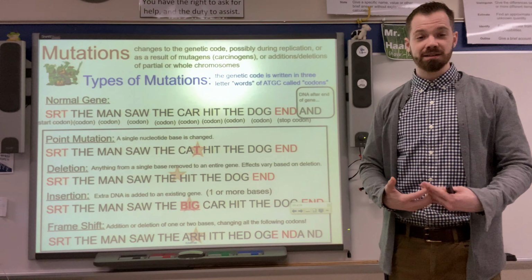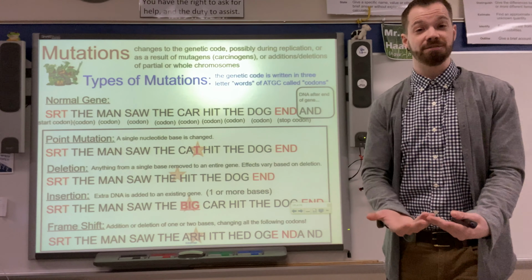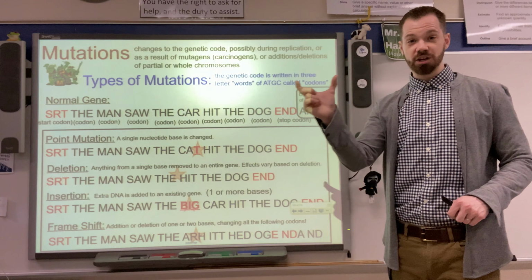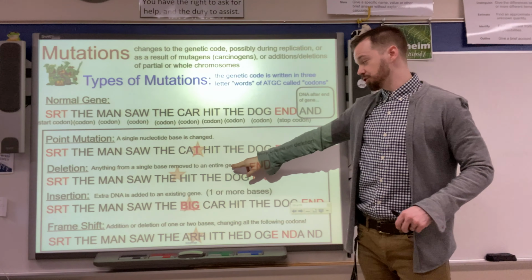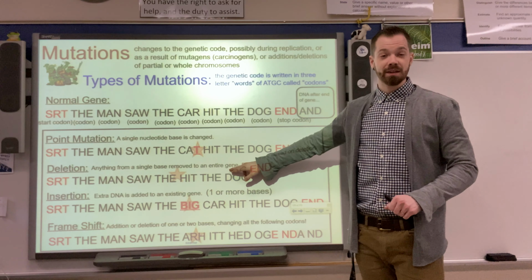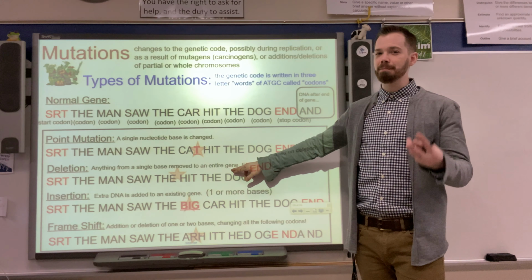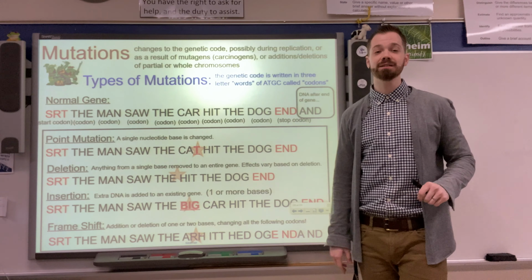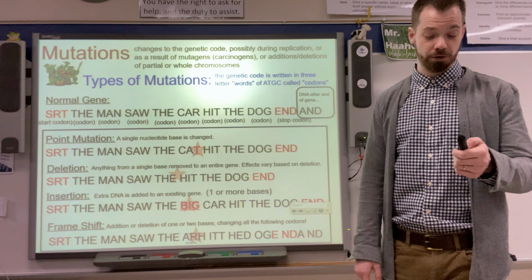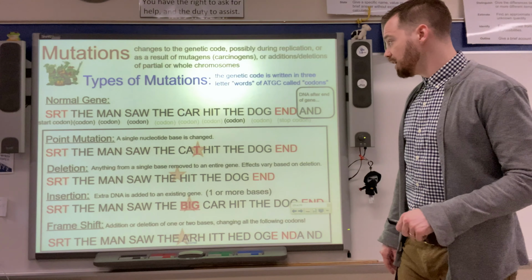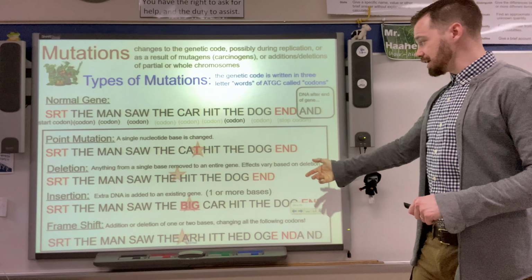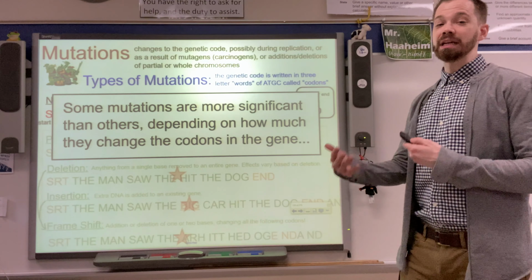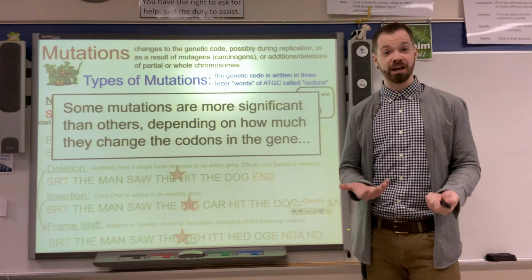This one is the most dramatic and will have the most effects on the genetic code if you have what is called a frame shift. And that's where you're shifting the frame of the codons, again, because you have removed a number of bases that is not a multiple of 3. Deletions might have an effect, but a frame shift deletion, that's going to be a really big deal for the organism. All right, so with all of those in place, some mutations are definitely more significant than others. It really just depends on how much of a change to the genetic code there is.